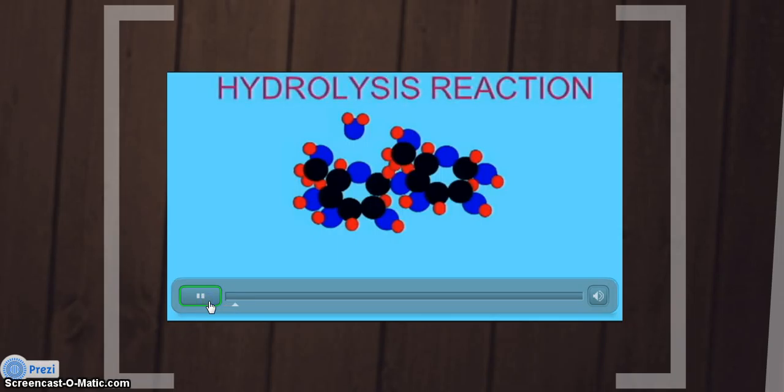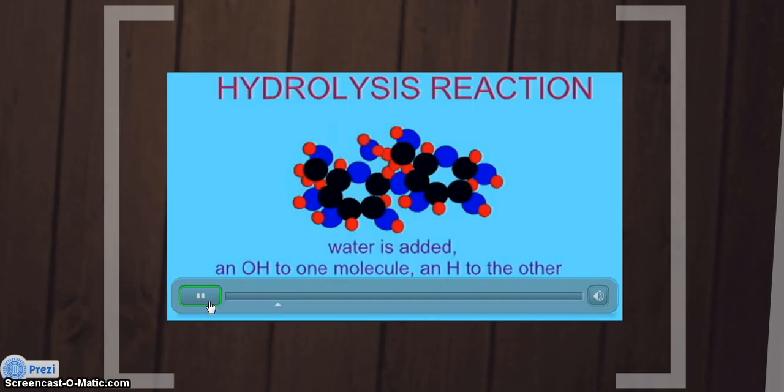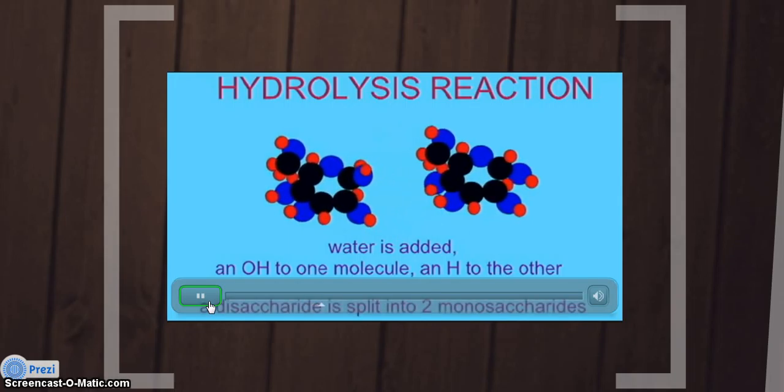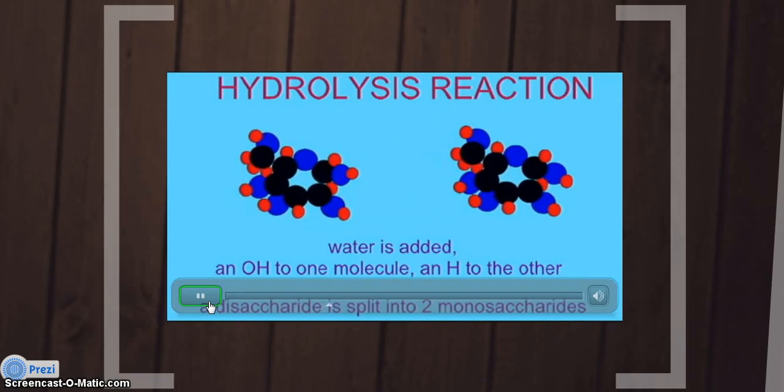Since molecules can be joined together in dehydration reactions which remove water, these same molecules can then be split apart when water is returned in a hydrolysis reaction. If a water molecule is added to a disaccharide, an OH to one of the subunits and H to the other, then this disaccharide is split into its separate monosaccharide components.